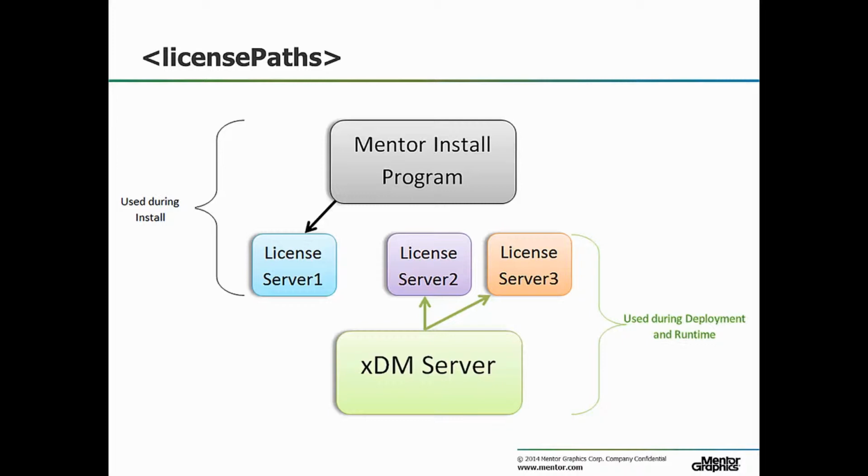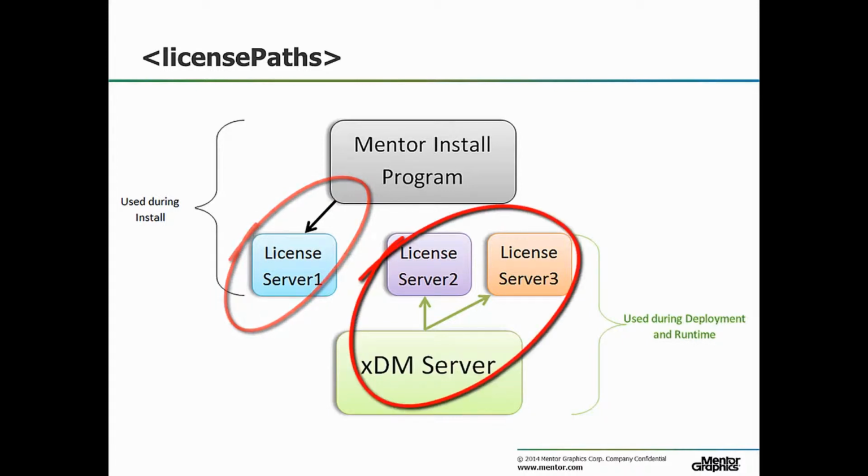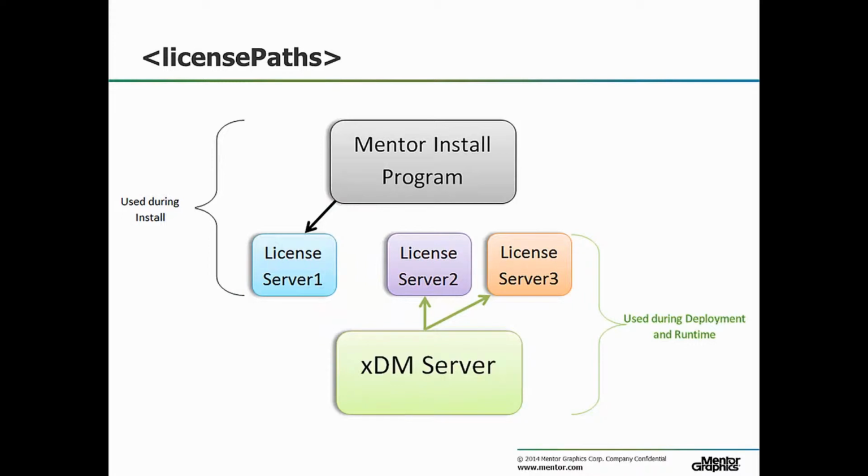To summarize, make sure that the licenses that were available during installation are also defined during the deployment of the XDM server. In case you need to update license paths for your XDM server, for example, if you have a new license server available, you can always do that by updating the input XML file, importing the XML, and redeploying the server.